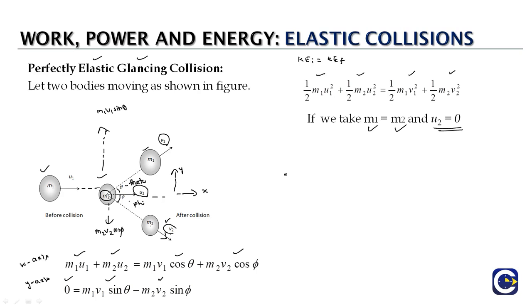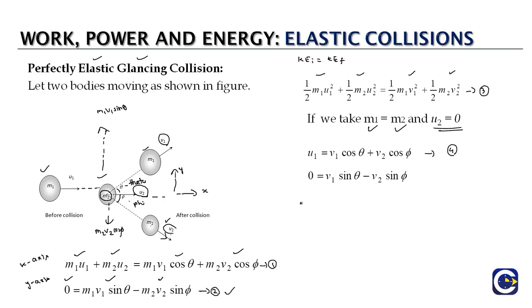If you go with that kind of a situation, let us call these equations equation 1, equation 2 and equation 3. We'll see that equations 1, 2, 3 get simplified. How would they get simplified? In equation 1, if we take u2 to be 0 and m1 equal to m2, the mass values on either side cancel, and finally we have u1 equals v1 cos theta plus v2 cos phi. We will call it equation 4.